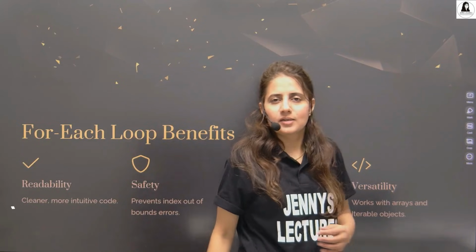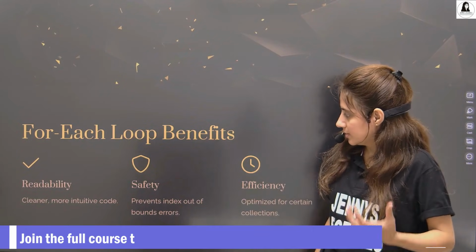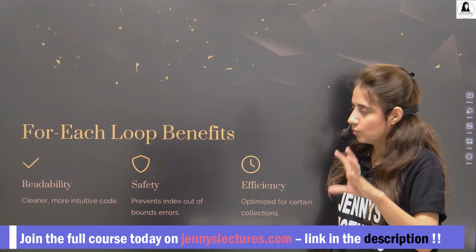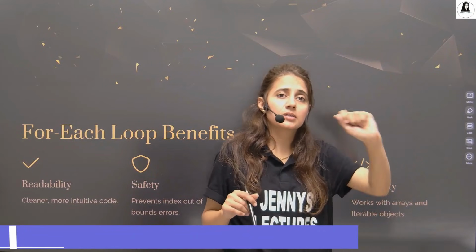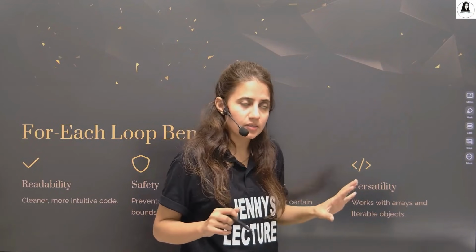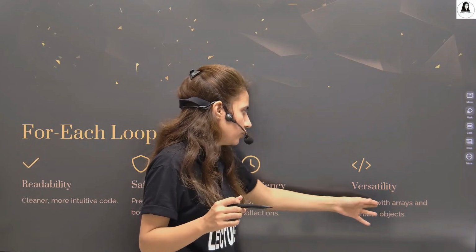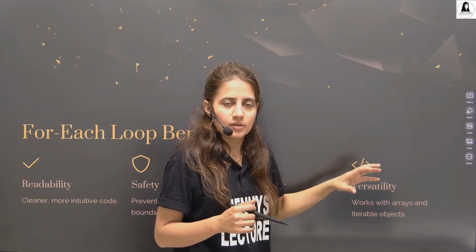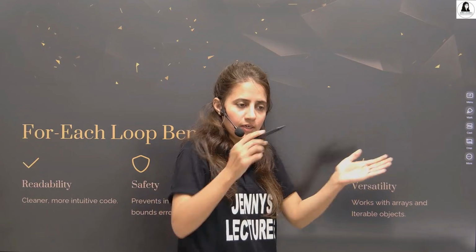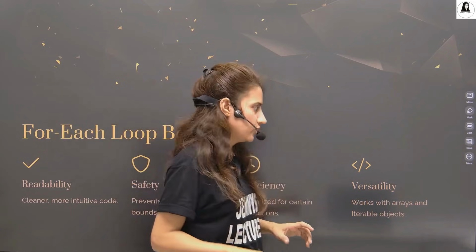Some benefits of for each: it's more readable, it's cleaner code, and safety is there because index out of bound errors are less likely. It's more optimized for arrays and collections like ArrayList and List. It's best to use to traverse arrays and collections, and it works with arrays and other iterable objects. Iterable means we can iterate through the array and through the list, ArrayList. So these are iterable objects.